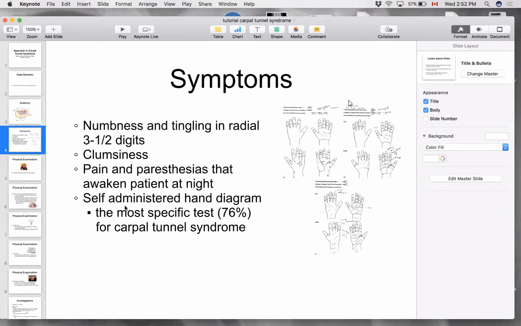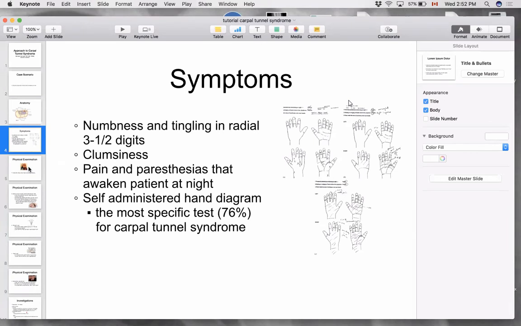Sometimes you can ask the patient to draw the distribution of the numbness. They call it a self-administered hand diagram. It is the most specific test, 76% specific for carpal tunnel syndrome. And this is the way they do it. You give the patient a graph like this, and he will start drawing exactly where the numbness is.